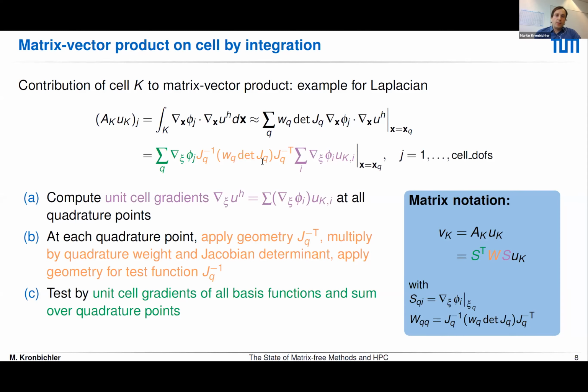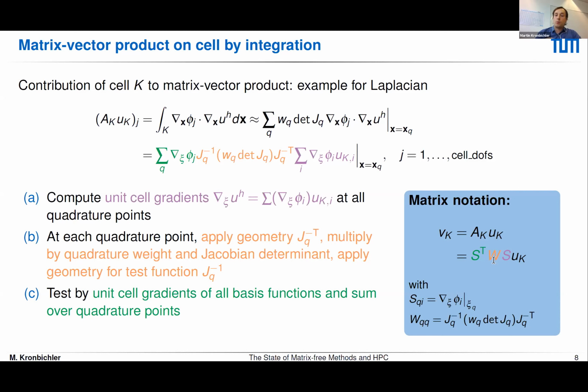What is interesting is then in the end, when you multiply by the test function, it's again a summation in the green part: for all test functions, sum over all quadrature points. So you could write this in matrix-vector notation, having 3 matrices. If you look at it closely, you will see that there's a matrix S here, which transforms from the node values, or the solution coefficients, into gradients in reference coordinates. That would be the purple part.